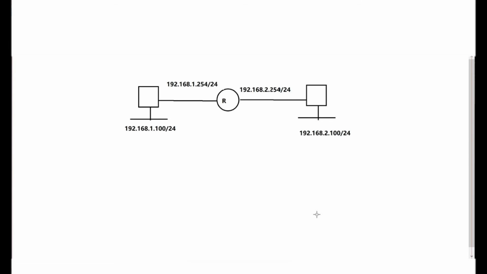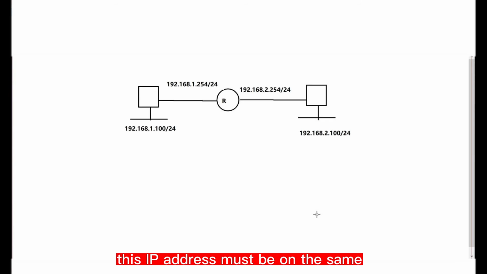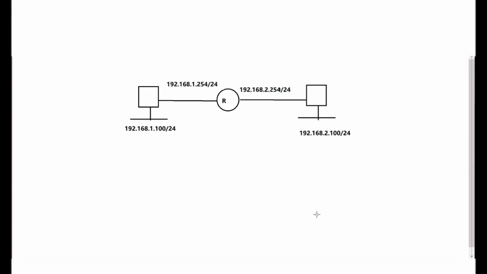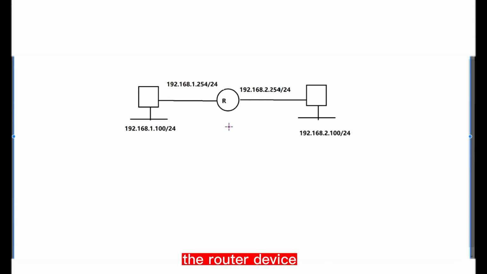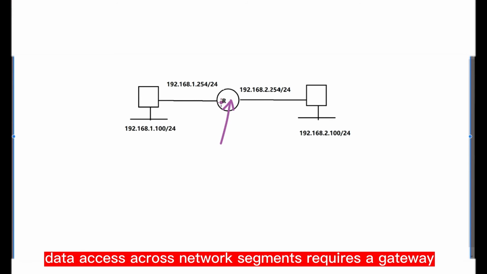Let's move on. For routers, two interfaces are configured with IP. This IP address must be on the same network segment as the PC. In this picture, the router device acts as a gateway in the whole graph. The meaning of the gateway is that data access across network segments requires a gateway.